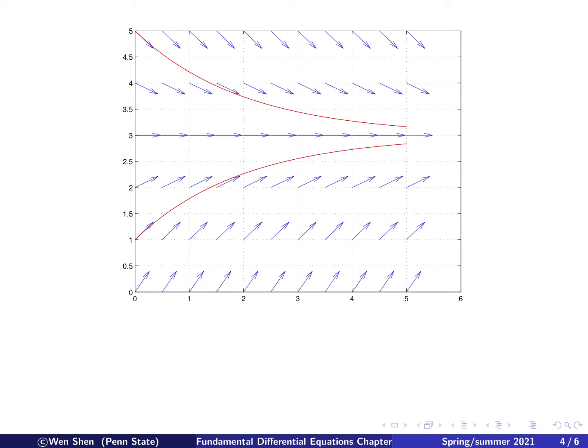All solutions with the initial value less than 3 will behave in a similar way. Say, if it's 0, then you will come up, and then you will bend and bend, and then you will gradually, asymptotically approach 3.